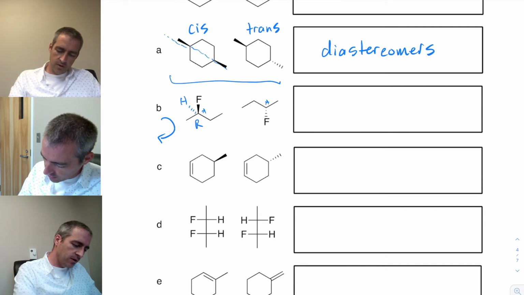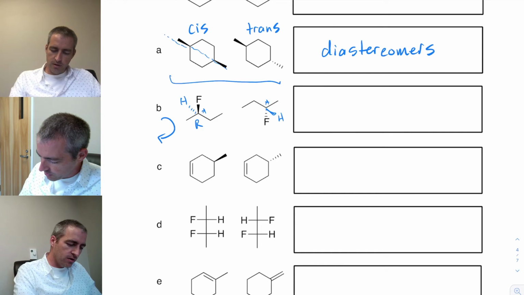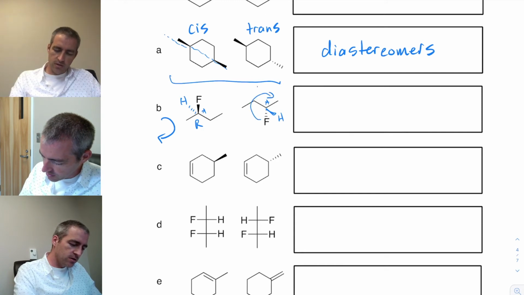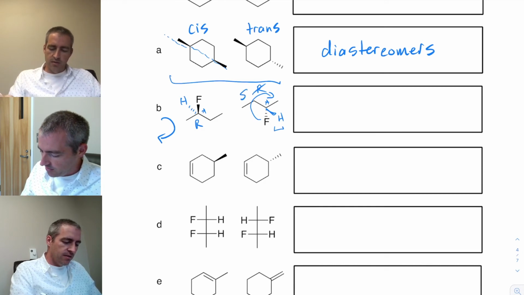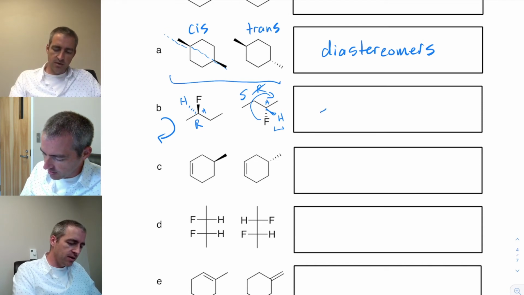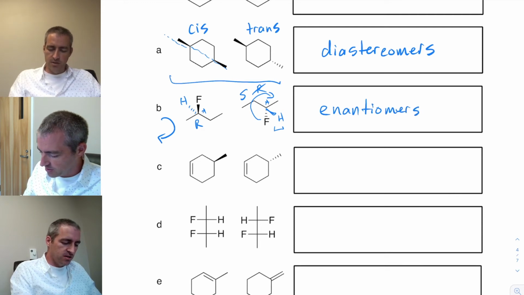We can do the same thing over here. Notice there's a hydrogen in the front. Priority goes this way, which is R, but the hydrogen is facing the wrong way, so it means it's actually S. These are both 2-fluorobutane, but one is R and one is S. This means these are enantiomers. Chiral molecules that are mirror images of each other.